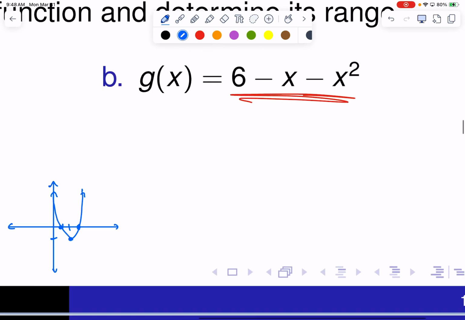Okay, tomorrow I'll come back in, I'll warm up with B, and then we'll finish the rest of the quadratics. Let's go. Okay?